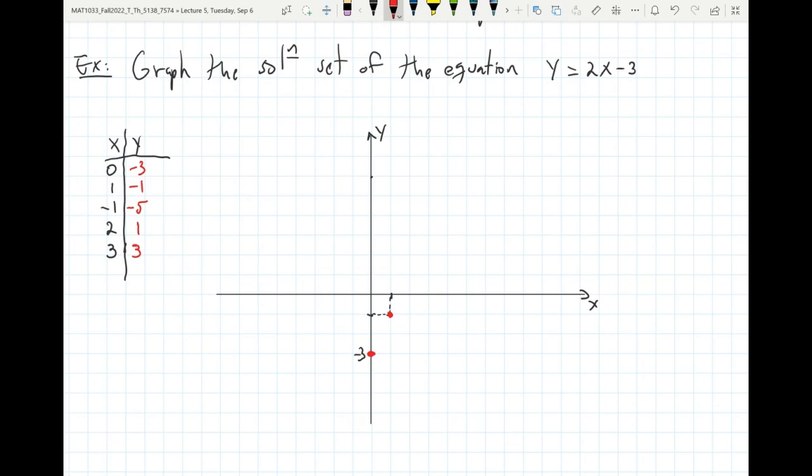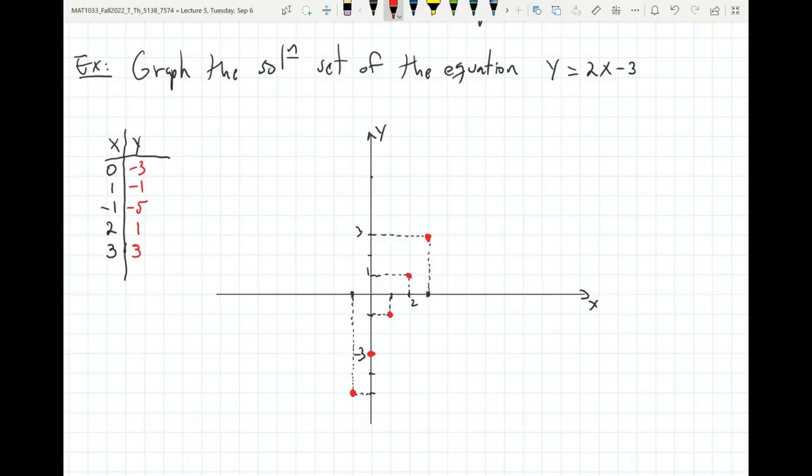Then the other one is (-1, -5). Okay, so that's -1 here, and then 4 or 5 down here. That's the other point. Then we have (2, 1). This is 2 and this is 1. And then we have (3, 3). Okay, so these are our 5 points.